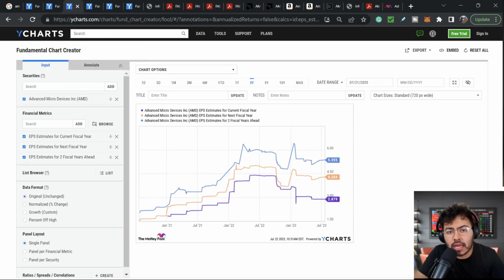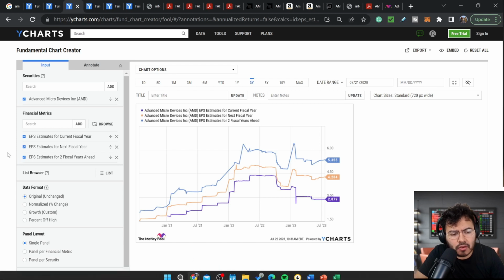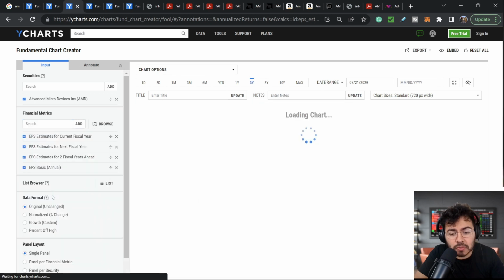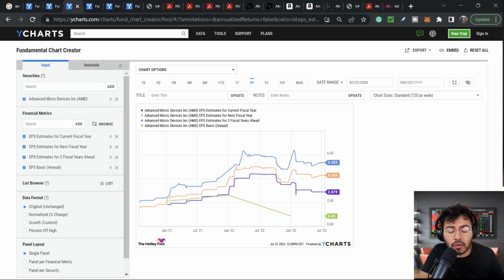Now, if we take a closer look at earnings per share, let's look annually right now. Earnings per share basic. We can see in the most recent fiscal year for them, their earnings per share was roughly 85 cents.